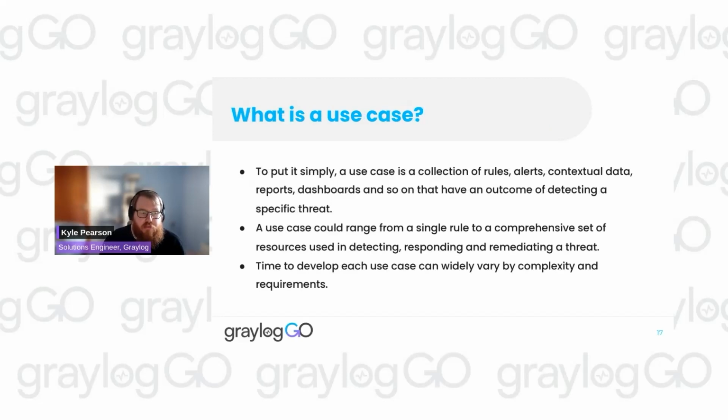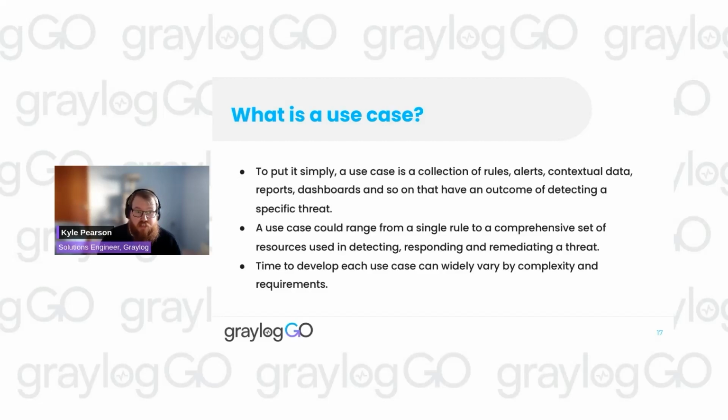So I've talked about use cases a lot. But what really is a use case? Because you might be thinking, is that a rule? The answer is it can be. A use case is really just the overall collection of any sort of content within your SIM. So it might be rules, alerts, contextual data, reports, dashboards, it could be anything. But all these things feed into what we call a use case, and that use case serves to detect a specific threat or vulnerability, which covers risk in our organization.